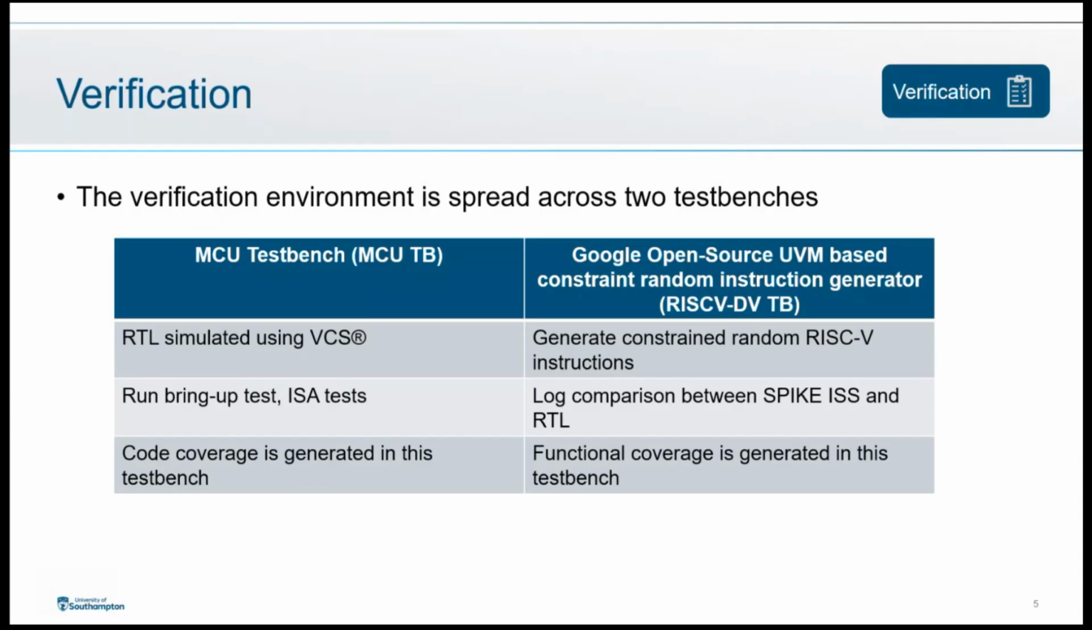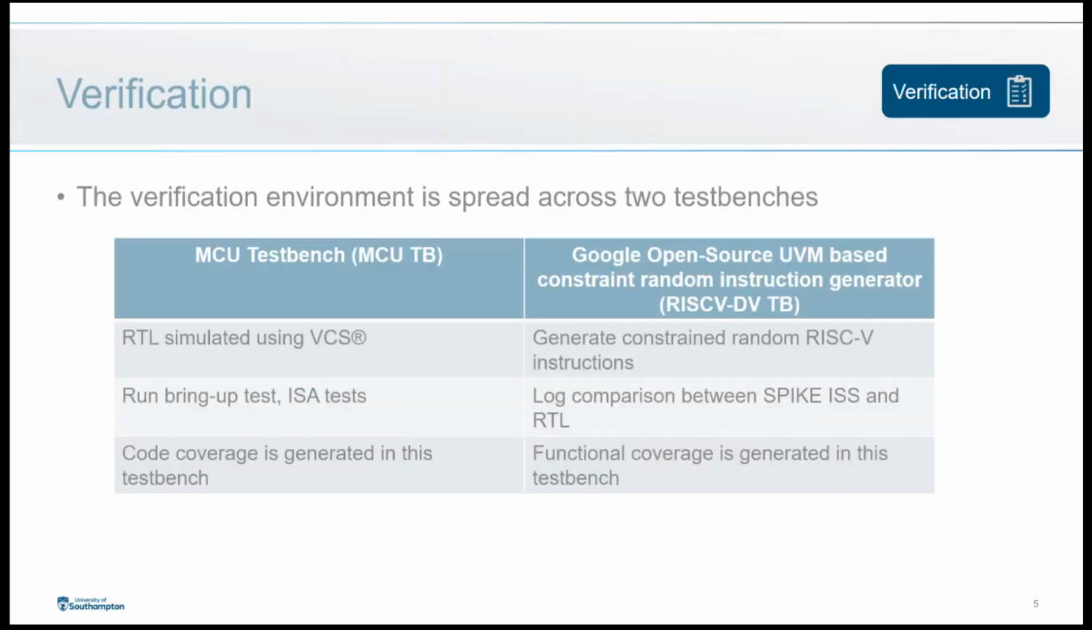For verification, we did two types of testing: the bring-up tests, which were done using the existing MCU test bench environment that was given with the design. And for constrained random tests, we used the Google open source RISC-V UVM-based constrained random instruction generator, which allowed us to explore a wider set of instruction scenarios. This helped us develop an understanding of code and functional coverage. And then we also did test grading to carry out coverage analysis.